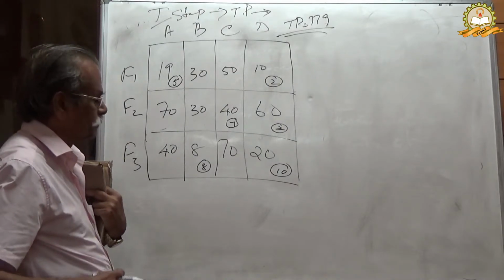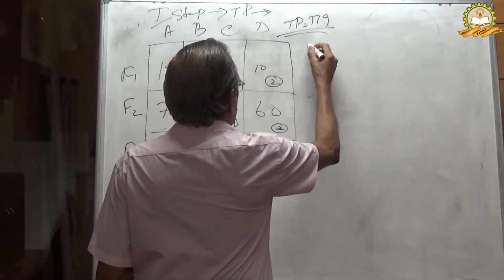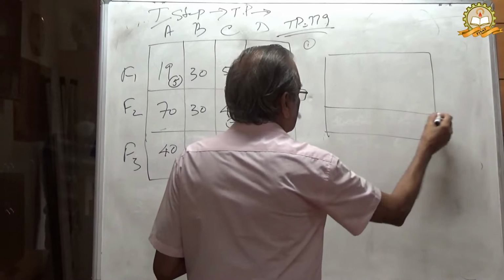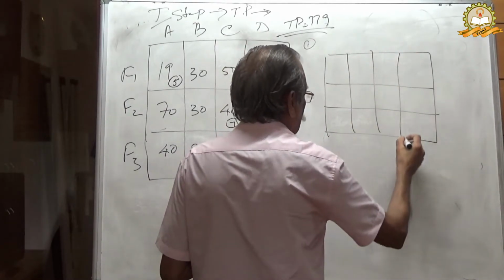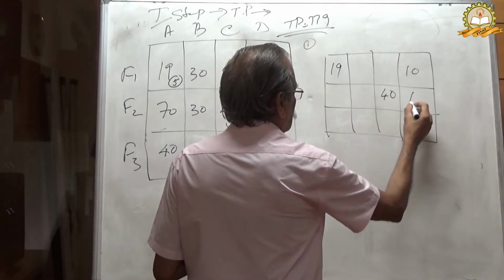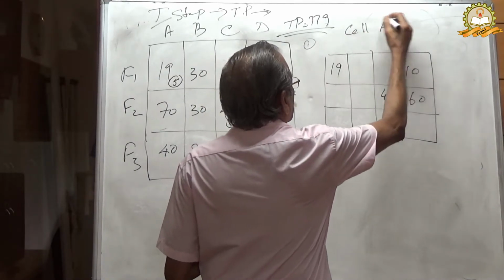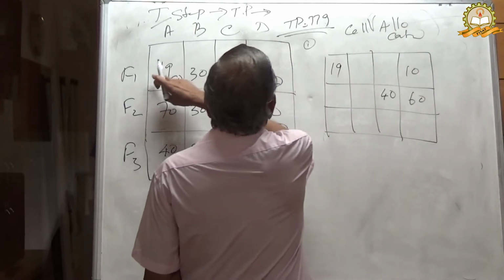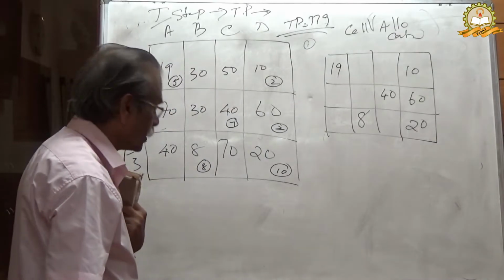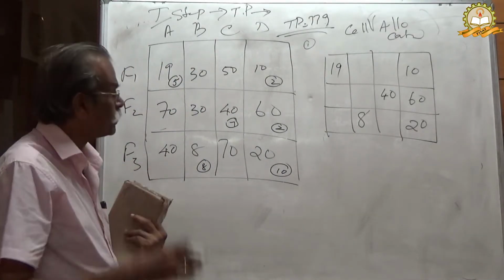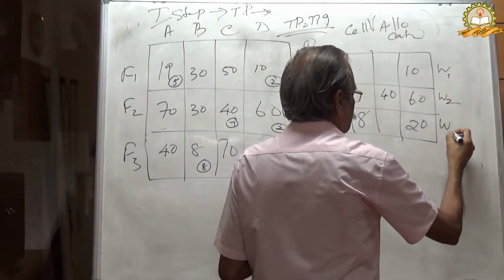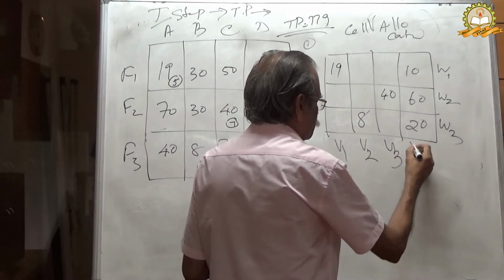Optimality can be tested. For that, step number 1: write the cell values for the allocated cells, namely 19, 10, 40, 60, 8, 20. Mark U1, U2, U3, V1, V2, V3, V4.